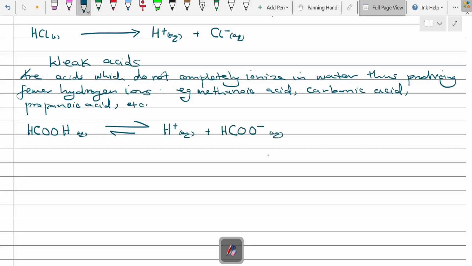So we can also have the carbonic acid. This is the formula of carbonic acid. It ionizes but incompletely, producing the hydrogen ions. And the carbonate radical.